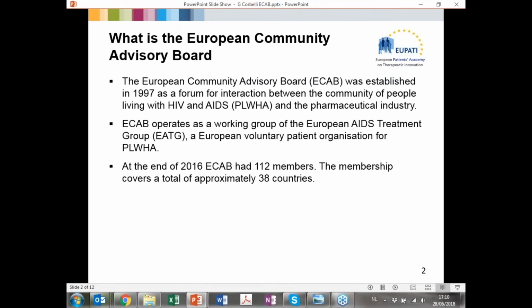The European Community Advisory Board was set up in 1997. It was a very peculiar moment for HIV because in 1996, one year earlier, the new treatment options came out, which transformed HIV infection from kind of a death sentence to something manageable. So people were able to survive, to live with HIV with these new treatment options.